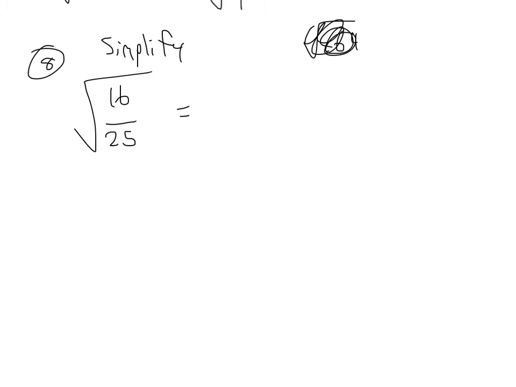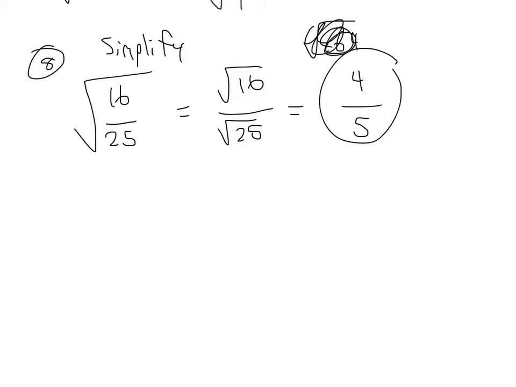Using the quotient property of square roots, I can break this up into the square root of 16 over the square root of 25, right? Well, what's the positive square root of 16? It's 4. What's the positive square root of 25? It's 5. And all of a sudden, I have my final answer, 4/5, right? Pretty cool.